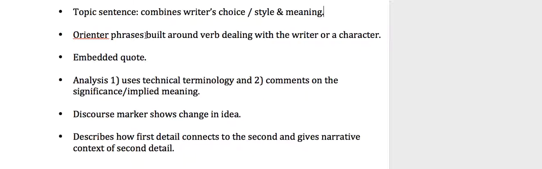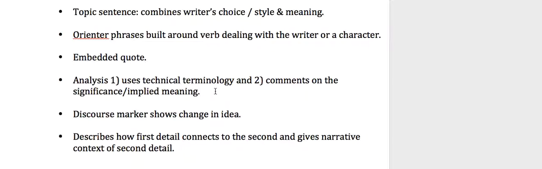Orienter phrases. Remember, what that means is you give the reader of your essay a clue about the context of the information you're about to quote. Where does it come from? Who's doing what? What's the writer up to? What's the character up to? So those orienter phrases, before you include the quote, are built around verbs that deal with either the writer or a character. Then the embedded quote follows, built into this sentence.